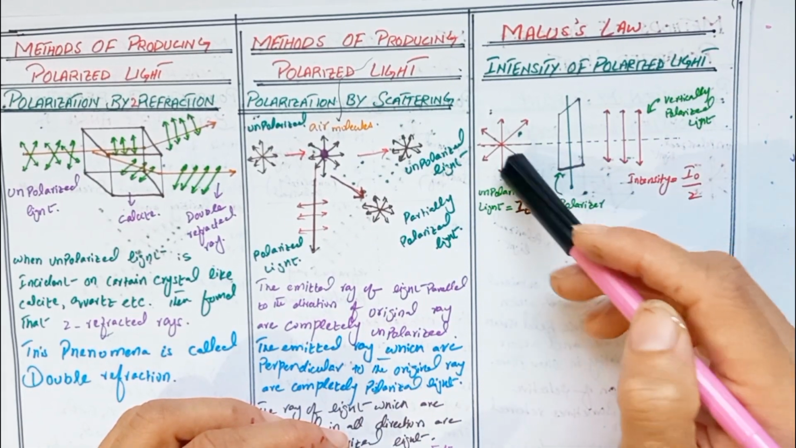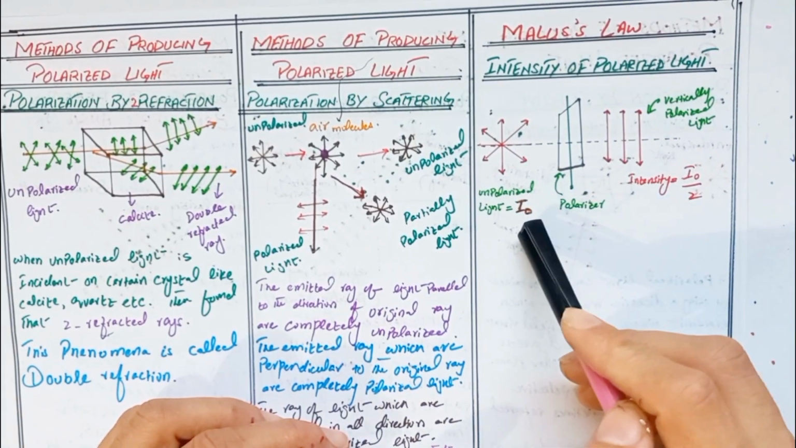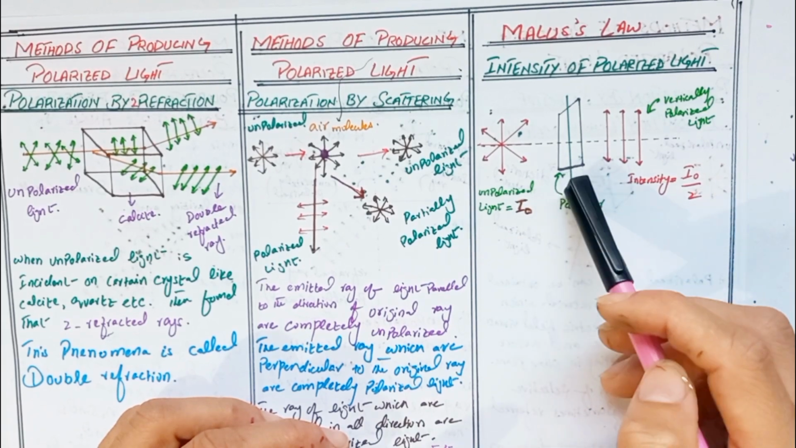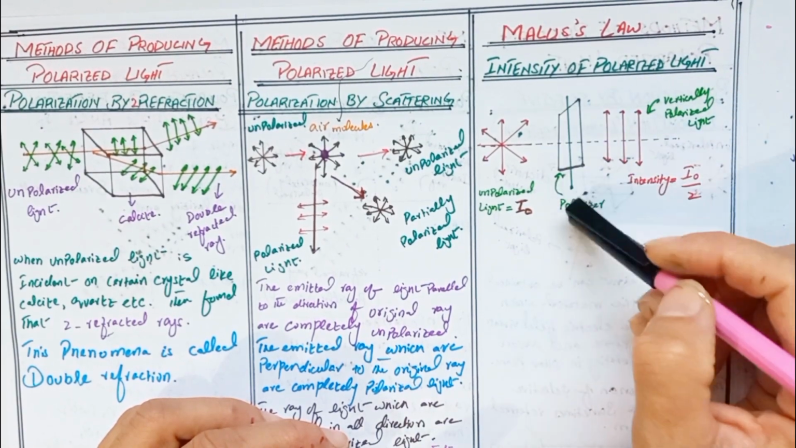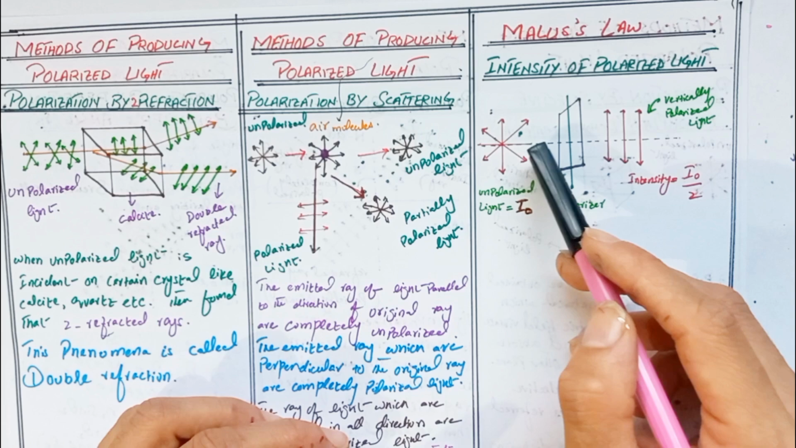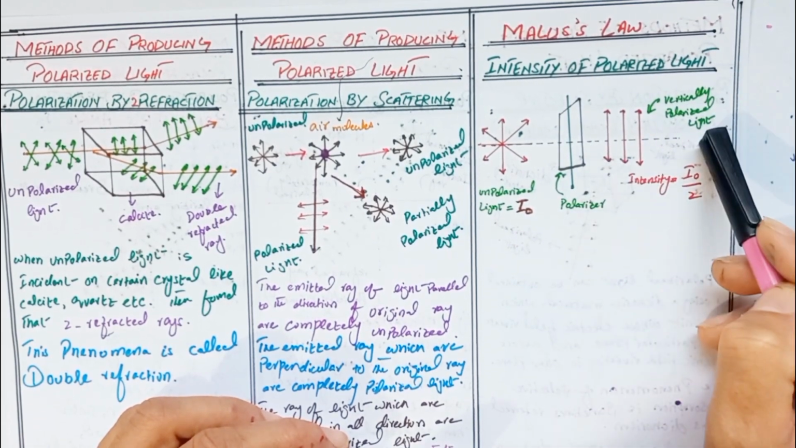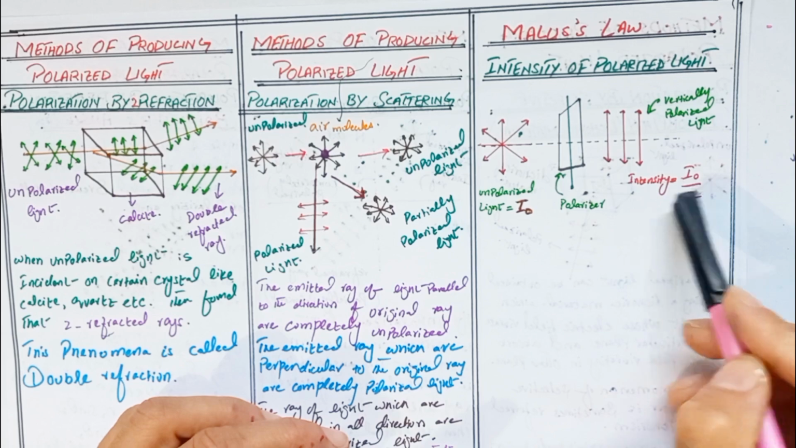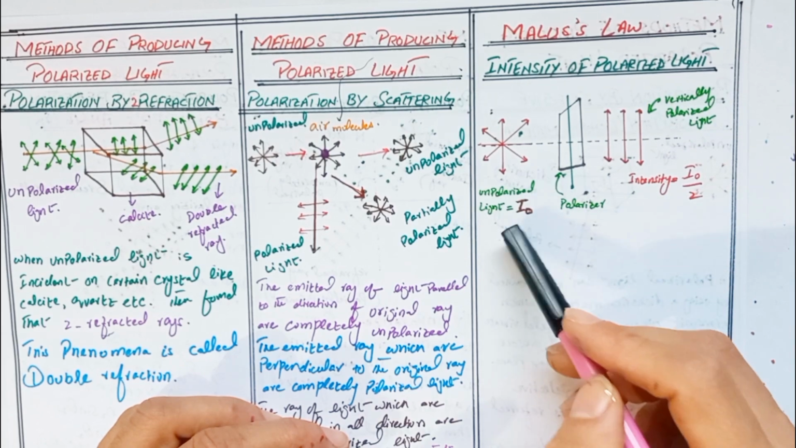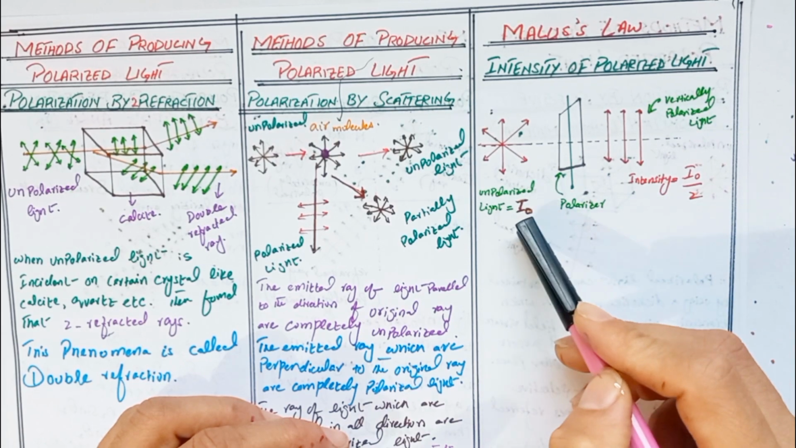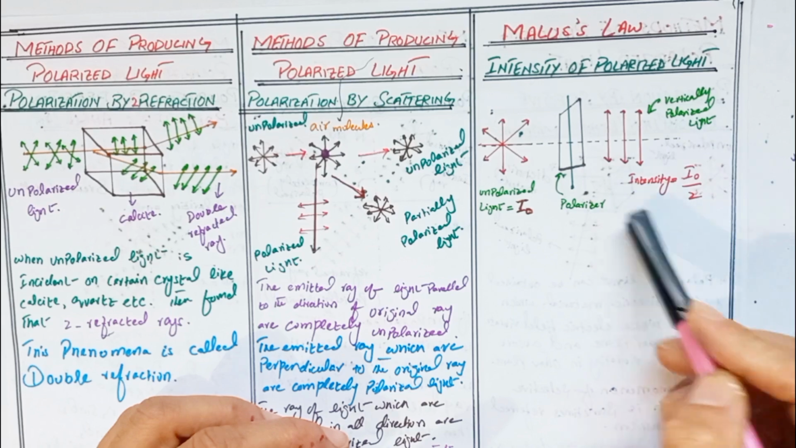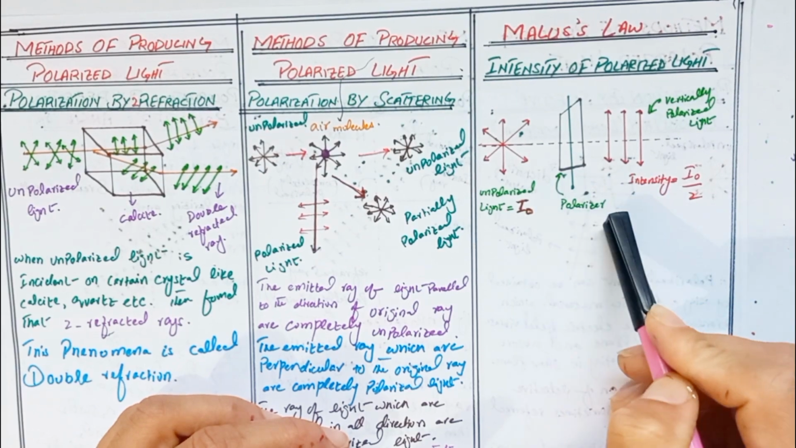Malus law says that when unpolarized light of intensity I naught passes through a polarizer whose transmission axis is vertical, it allows the vertically polarized light to pass. Then we get vertically polarized light whose intensity is half of the incident unpolarized light, I naught. The intensity is reduced to I naught by 2 when it passes through the polarizer.